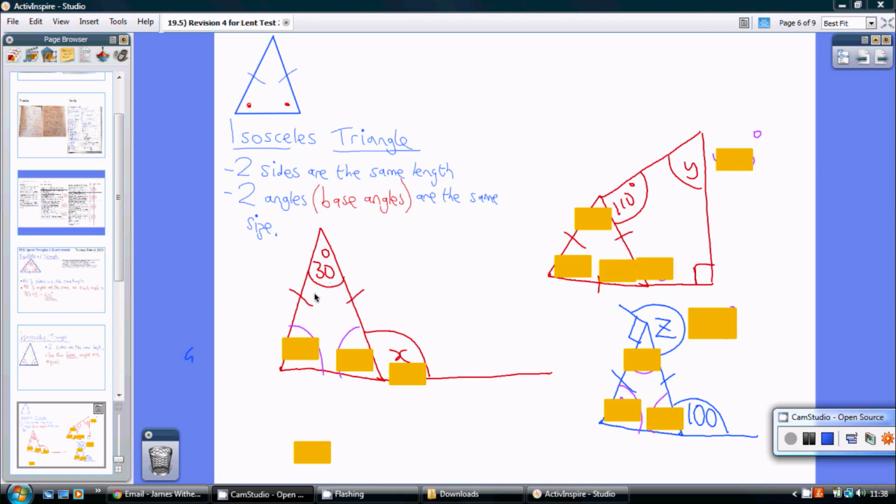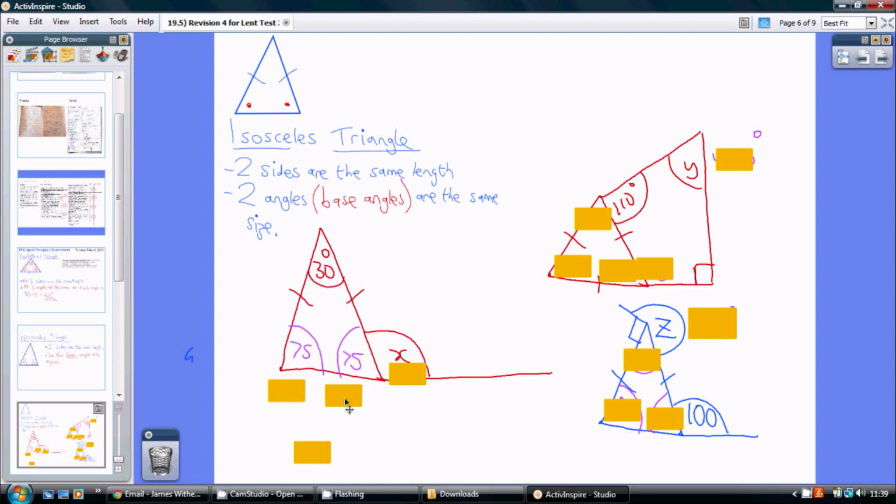Let's start with this one over here. This is an isosceles triangle, so the base angles are going to be equal. Angles in a triangle add up to 180. So 180 take away 30 is 150. Spread that equally over these 2 angles, so divide it by 2. Each of these must be 75. Now angles in a straight line add up to 180. So x must be 180 take away 75, which is 105 degrees.